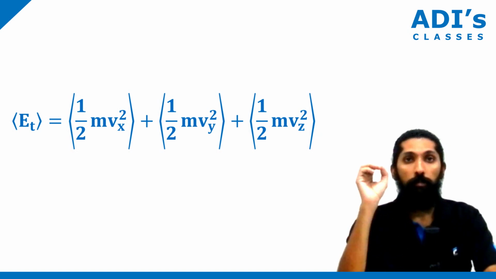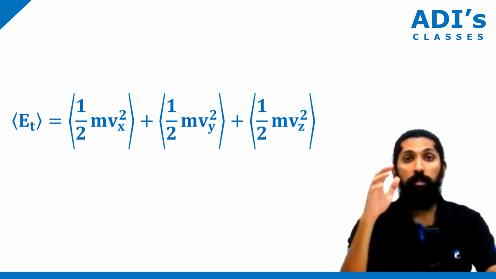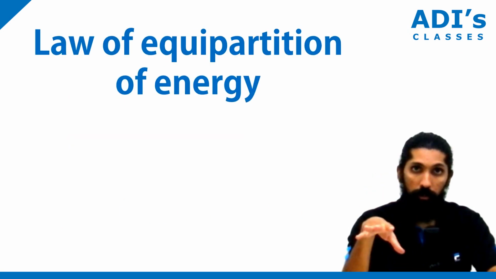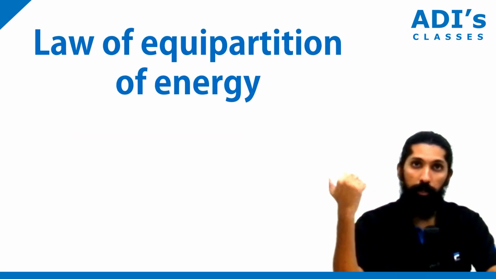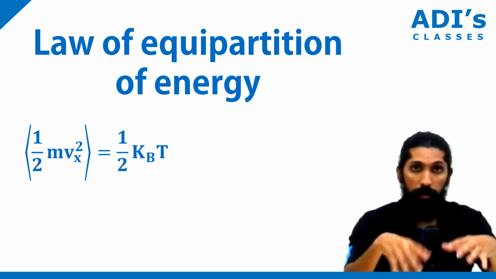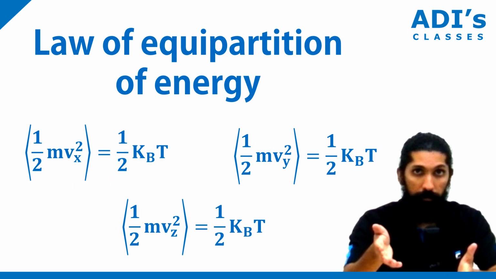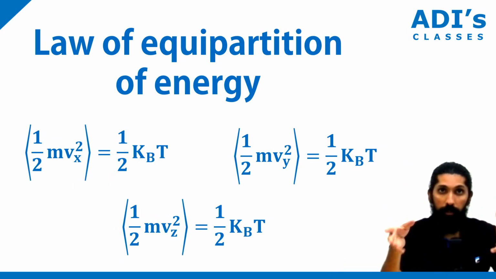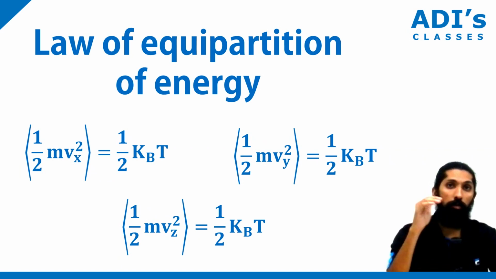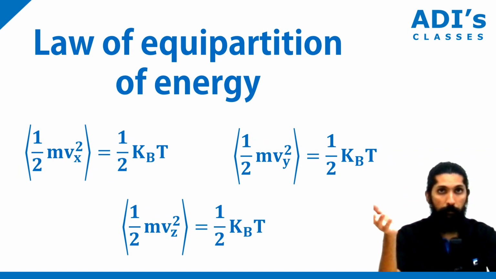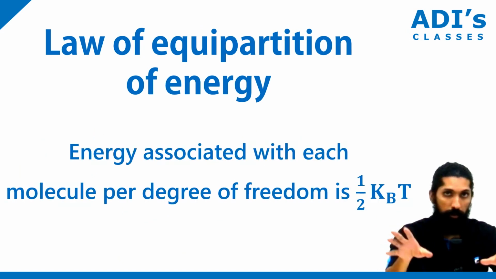Now here, there is no preferred direction, correct? It's just moving wherever it is. Since there is no preferred direction, we can write that the total is 3 by 2 kB into T. The same thing goes for vy square along the y-axis and the z-axis, correct? As there is no preferred direction, half mvx square is equal to 1 by 2 kB into T. The same thing goes for the y-axis and for the z-axis, correct?